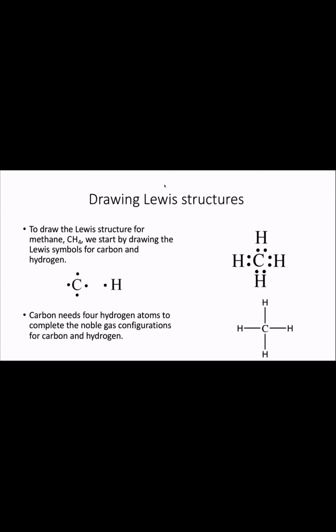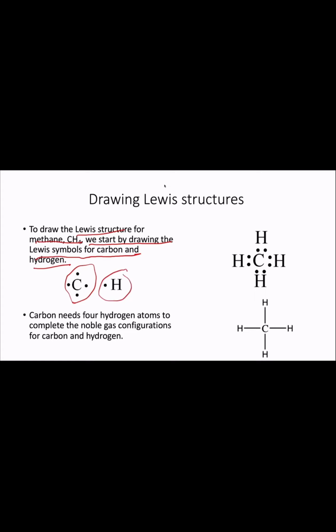If we start thinking about drawing Lewis structures, you already saw me draw methane and other ones, but now we're going to explain where that is actually coming from. To draw the Lewis structure for methane, we start by drawing the Lewis symbol for carbon and hydrogen. That's the first thing I want you guys to draw. Remember, the carbon symbol has 4 electrons around it, because those are the 4 valence electrons. It belongs to group 4. Hydrogen belongs to group 1, so the symbol has 1 electron.